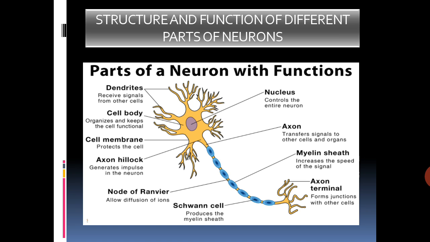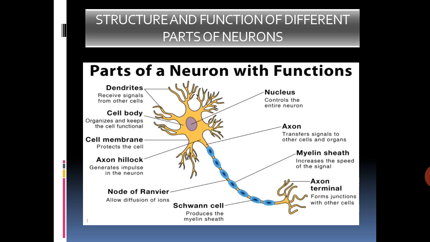So, what is the cell body? The cell body, also known as soma, is the neuron's core, meaning the center. It is the main portion of the cell. It contains the nucleus. Nucleus controls the entire neuron. It contains specialized organelles like Golgi apparatus, endoplasmic reticulum, mitochondria, ribosomes, etc. The cell body contains genetic information. It organizes and keeps the cell functional.